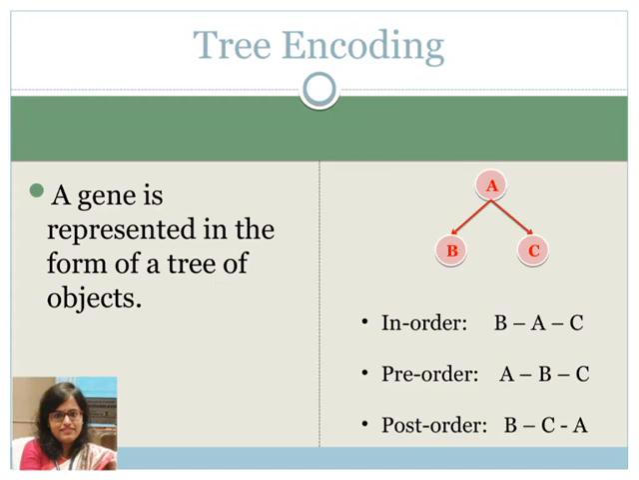So the in-order representation is B, then A, then C. Sorry, I said it wrongly: the in-order representation is B, A, C, the pre-order representation is A, B, then C, and the post-order representation is B, C, then A. So this is the tree encoding.